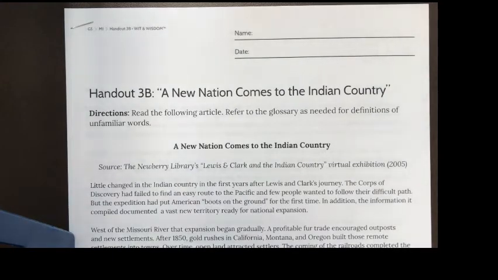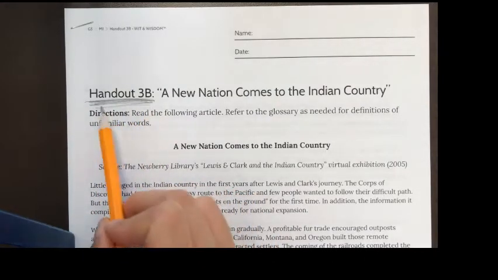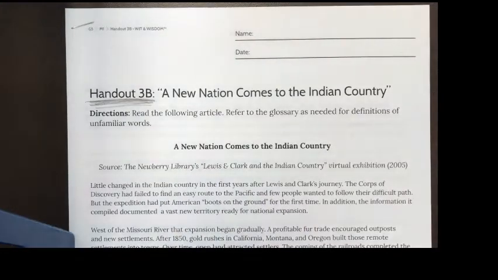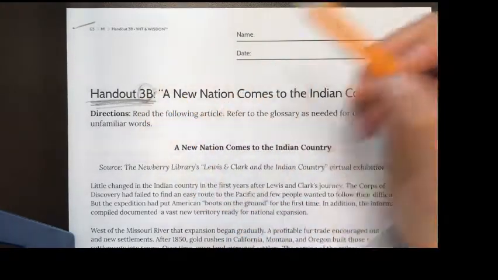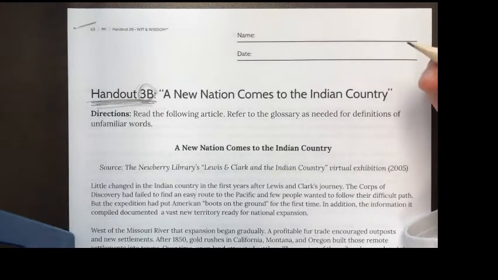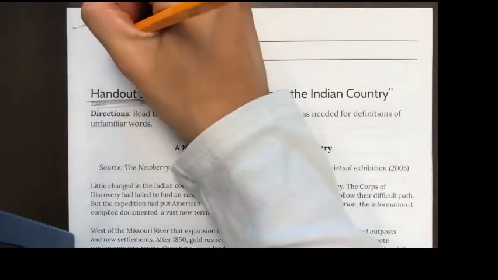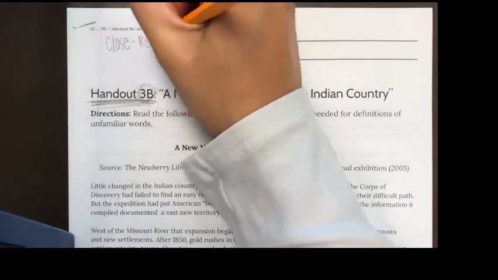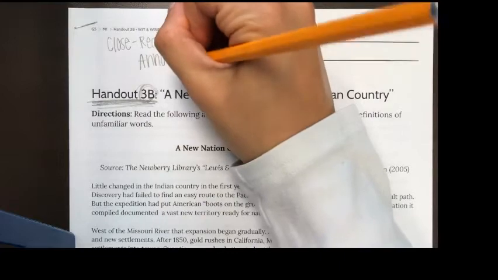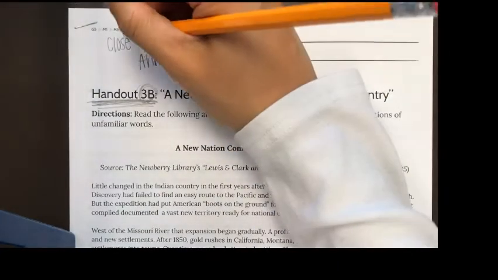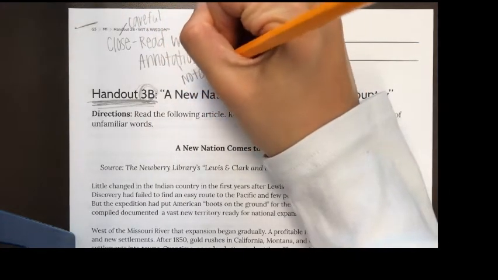All right, so like we just talked about, we are going to be reading together Handout 3B. So you need to open to that in your workbook if you are not already there. Again, it is Handout 3B. So we're going to do exactly what we did last time, and this will be what we do every time we read. So we are doing a close read with annotations. So again, that just means a careful reading with notes.